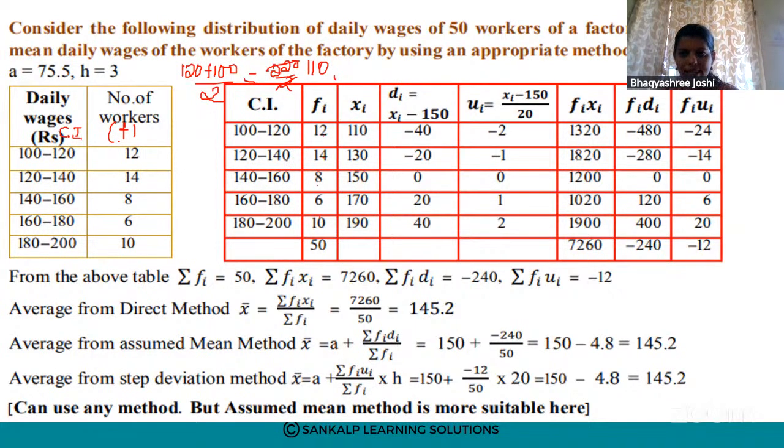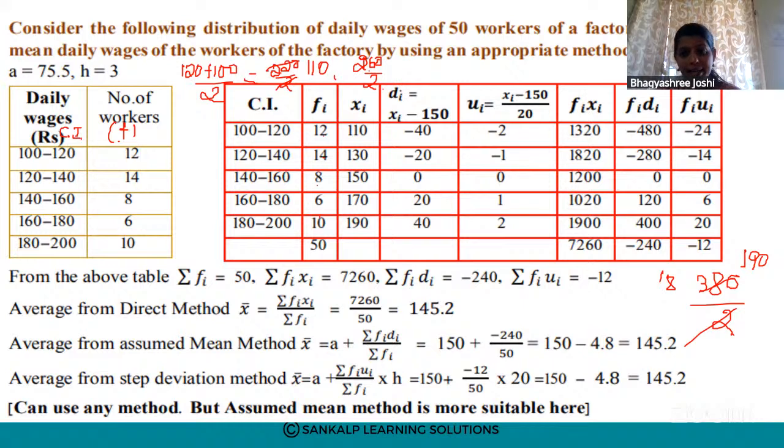120 plus 140 is 260, divided by 2, that is 130. 140 plus 160 is 300, divided by 2 is 150. 160 plus 180 divided by 2 is 170. 180 plus 200 is 380, divided by 2 is 190. Okay, now this is about the xi.